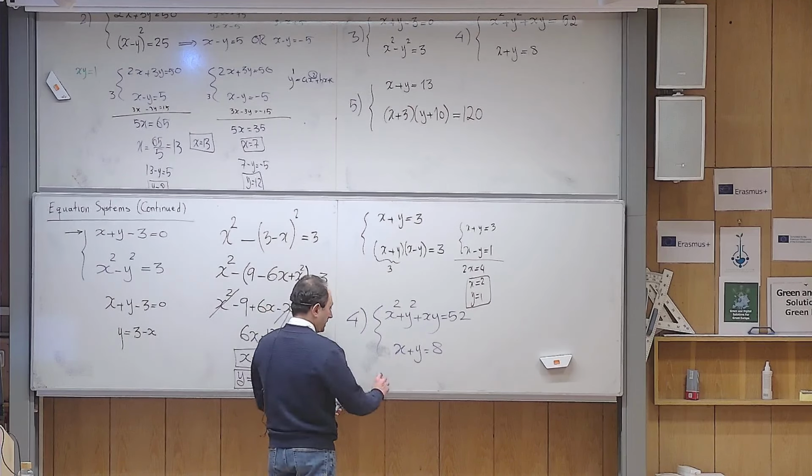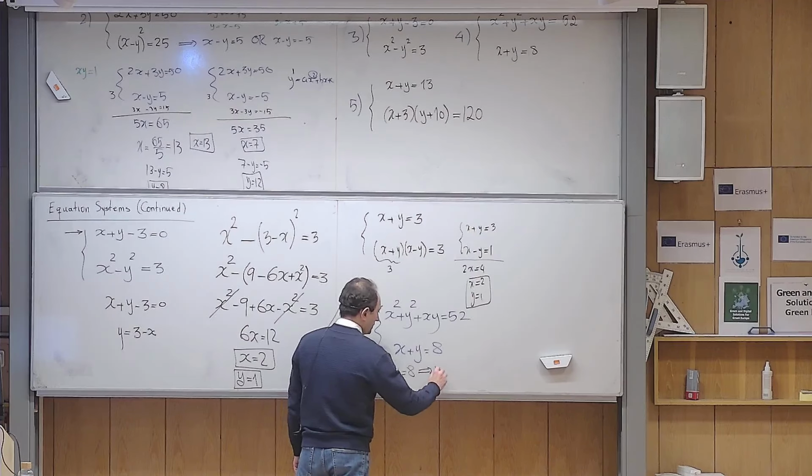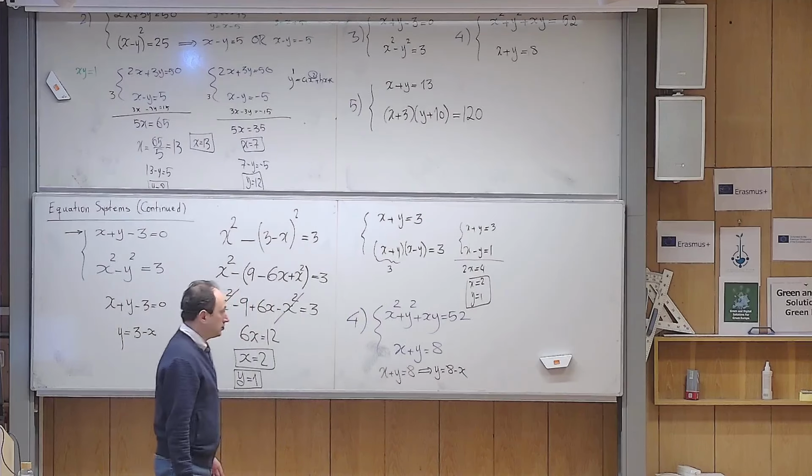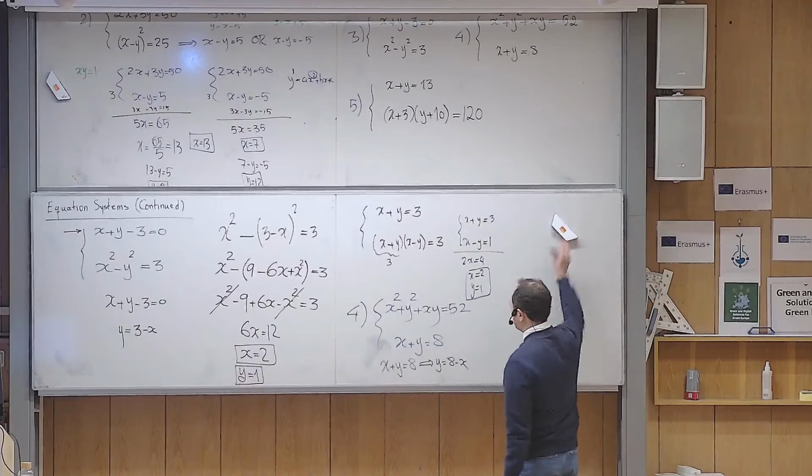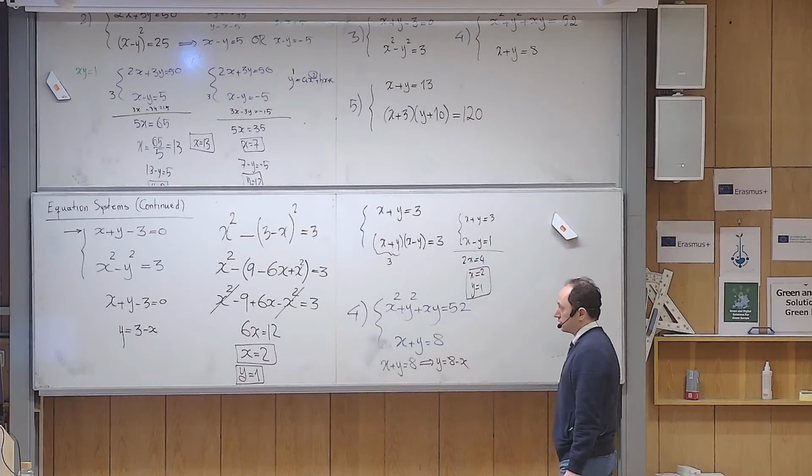And then I have to decide about my variable. Which variable do you prefer? Here, it really doesn't matter. So I prefer to move x to the other side. So it becomes 8 minus x. That's it. And then I go to the first equation that I haven't used and do the substitution.